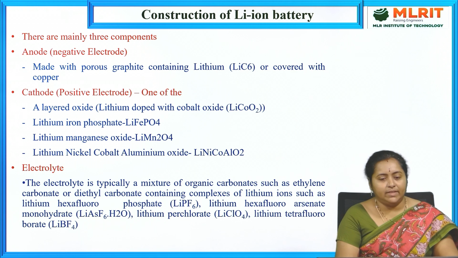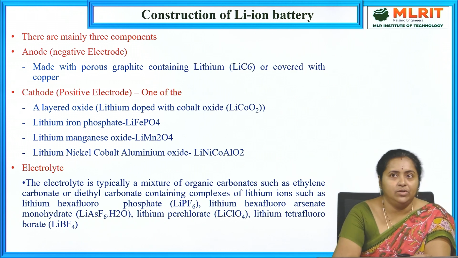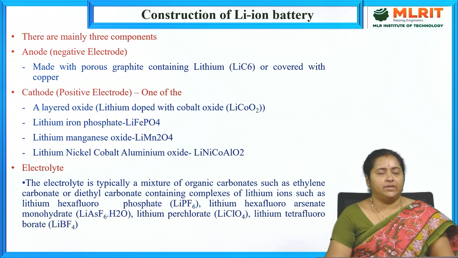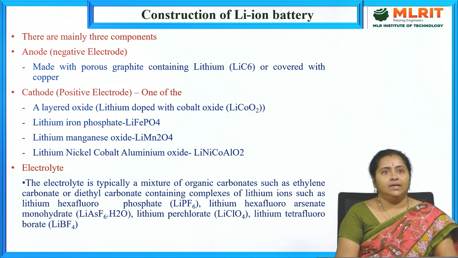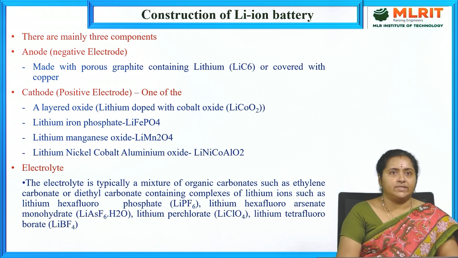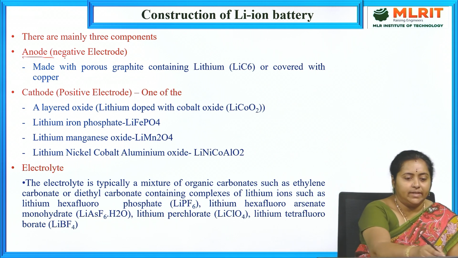So, let us go with the construction part. As I told you, for every battery there are three main components. One is the anode, another is the cathode, and the other is the electrolyte. Let us see how it is constructed. Anode is nothing but the negative electrode.